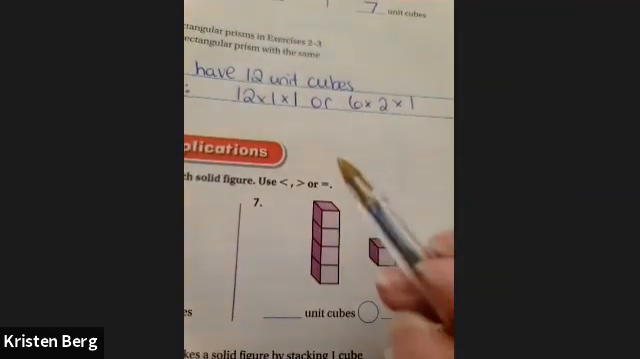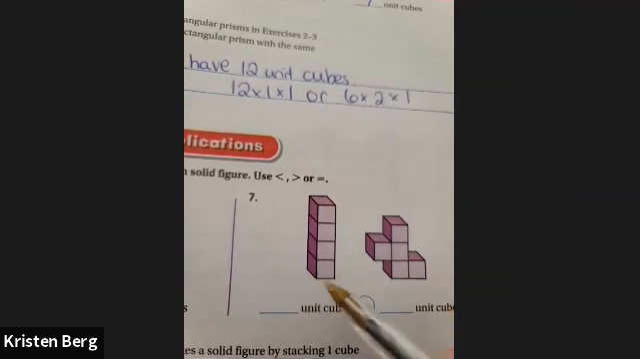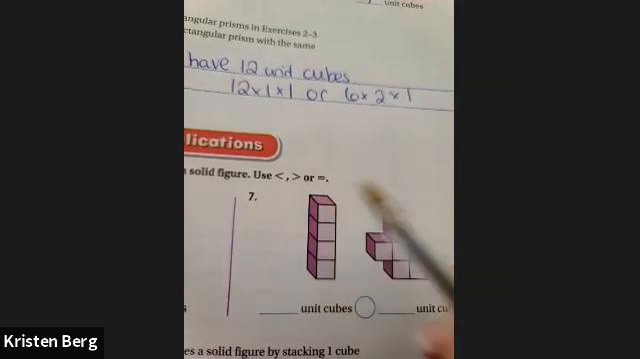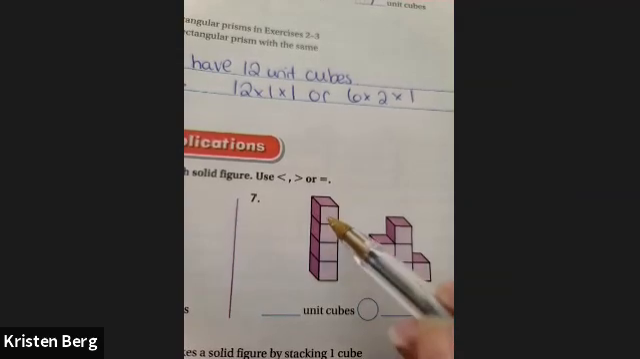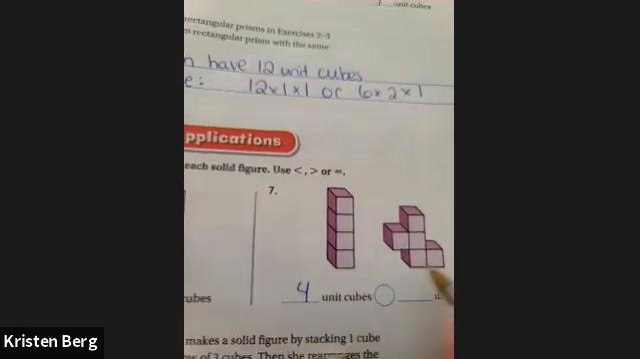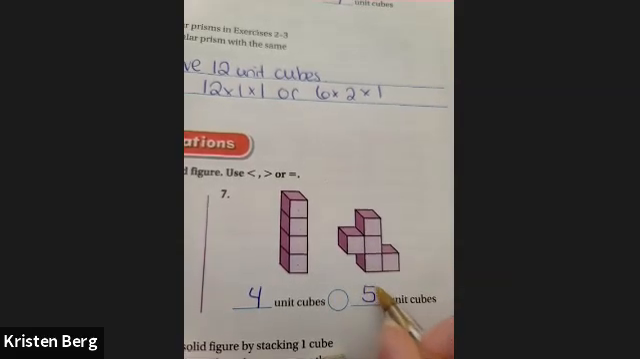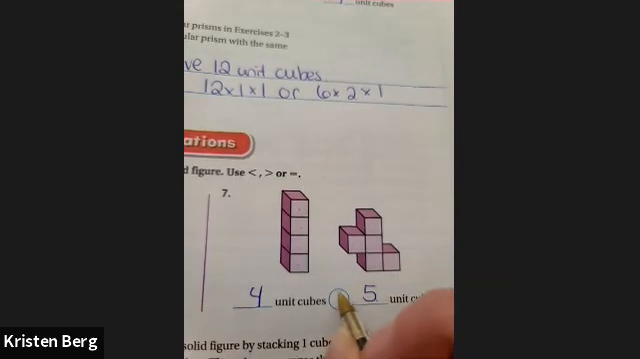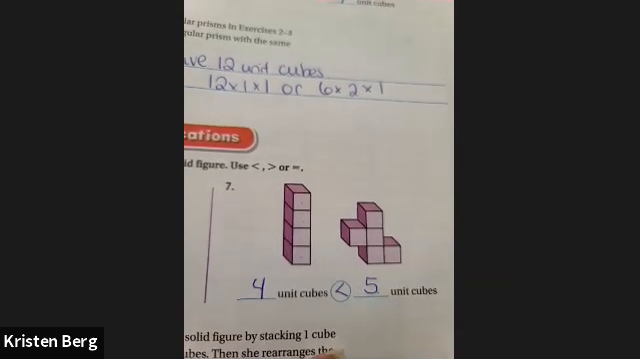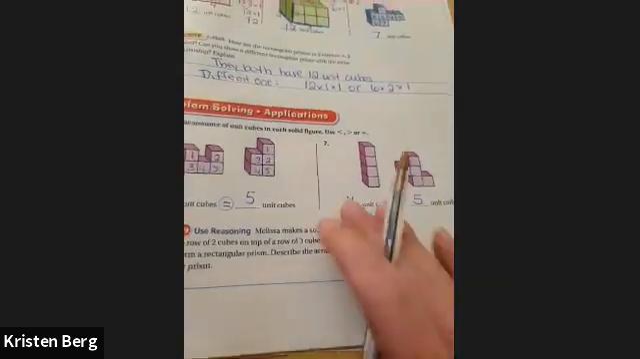Next, here, since this is a perfect box, you could have done length times width times height and just multiplied them all, or you could have simply, in this case, just counted them. 1, 2, 3, 4. This is 4, and this is 1, 2, 3, 4, 5. And so since 5 is more, you would have put the less than sign. 4 is less than 5.